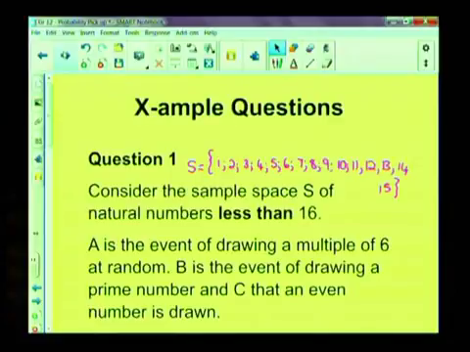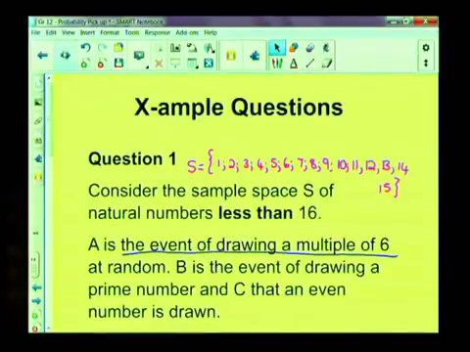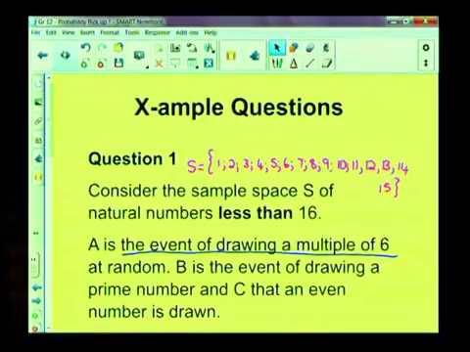Okay, and that's where I stop. Now it says that A is the event of drawing a multiple of 6. If we look at that S set, which of those numbers are multiples of 6? Let's see what A would look like. The first multiple will be 6 times 1, and the next multiple will be 6 times 2, or 12. So there are only 2 elements that fall into the set of multiples of 6.